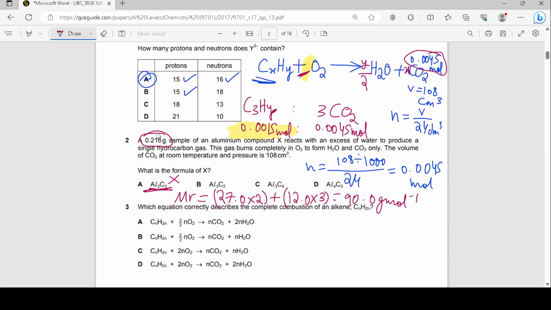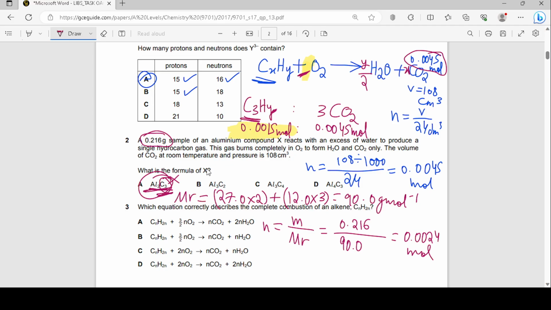So now you just calculate how many moles of Al2C3 you had initially, before you reacted it and before the hydrocarbon burnt and all that stuff. So n equals m over Mr, mass over molar mass is the moles, and mass is 0.216 grams, which is a set constant as well, because they've mentioned it in the question, divided by 90.0. So 0.216 divided by 90 is 2.4 × 10^-3, or 0.0024 moles, right?